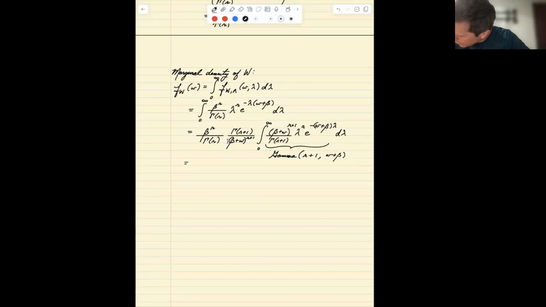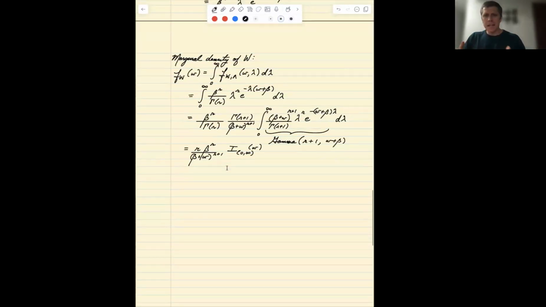And what I'm left with over here is the ratio of gamma of R plus 1 over gamma of R, which is R, times beta to the R over (beta plus W) to the R plus 1, for values of W that are positive. So that's the marginal density.